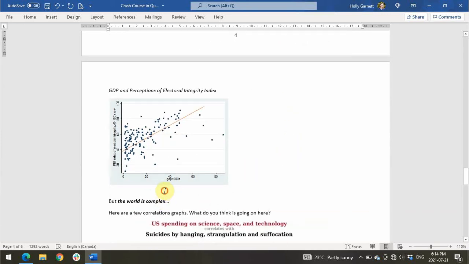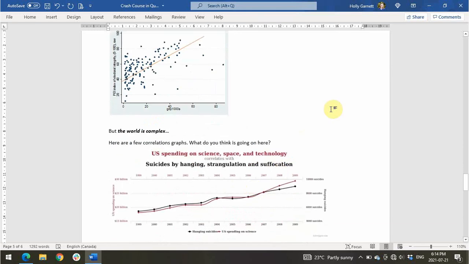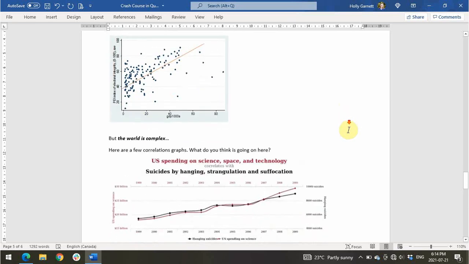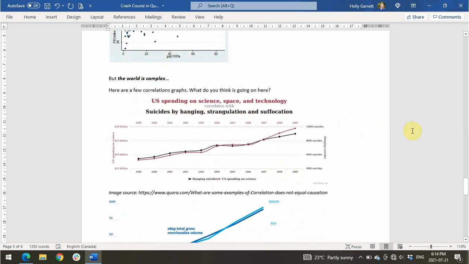But you're thinking, yeah, well, maybe there's something about all of these rich countries, maybe they have more experience with democracy, or maybe there's something else going on here. And yeah, you're right. The world is really complex, and sometimes we think correlation means causation when it doesn't. For example, here are some examples of places where things seem to be moving together, but there's probably actually no relationship, because the world is just messy, right?